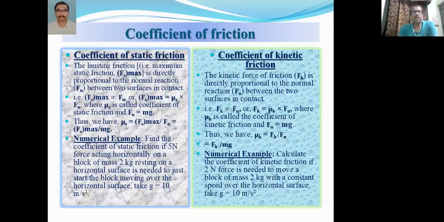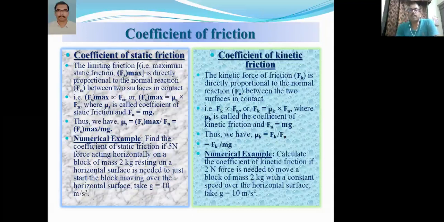You can take a numerical example. Find the coefficient of static friction if 5 Newton force acting horizontally on a block of mass 2 kg resting on a horizontal surface is needed to just start the block moving over the horizontal surface. Take g equal to 10 meter per second square.